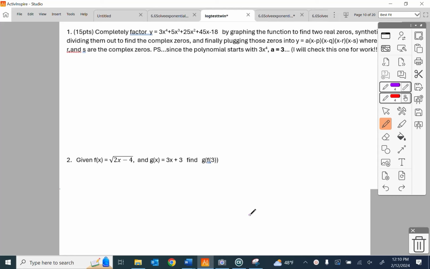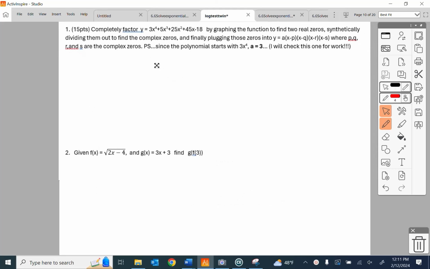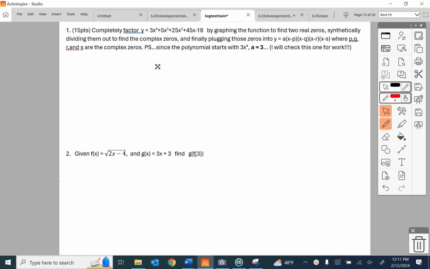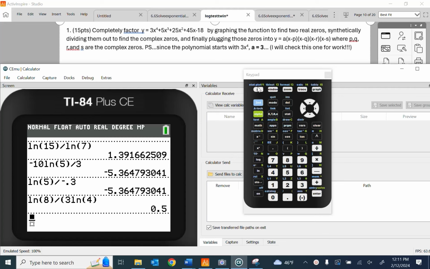So here's something old. And if you can read the instructions, it says, completely factor this thing by graphing the function to find two real zeros, synthetically dividing them out to find the complex zeros, and finally plugging those zeros into a factored form. Okay? So I'm going to start by graphing.